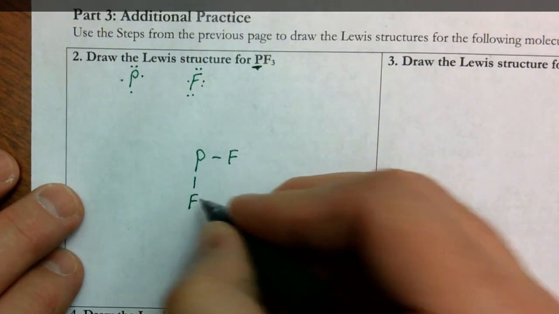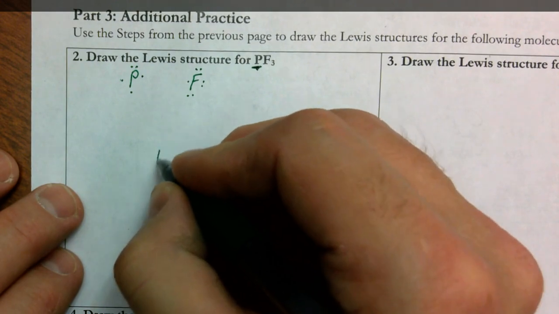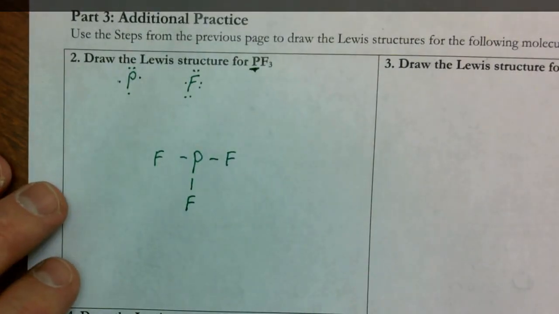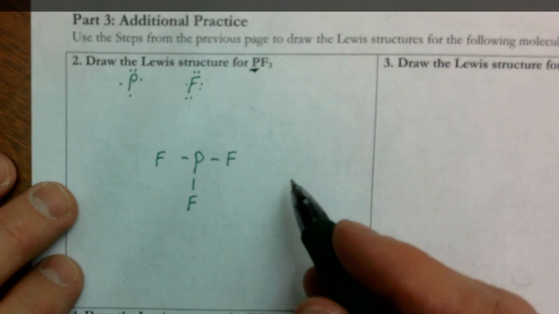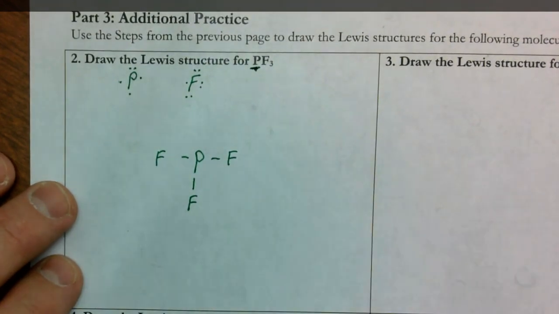Again, it doesn't matter how you put your fluorines as long as they're at right angles to the center. All right, so I got my initial structure here. Now we need to figure out valence electrons.